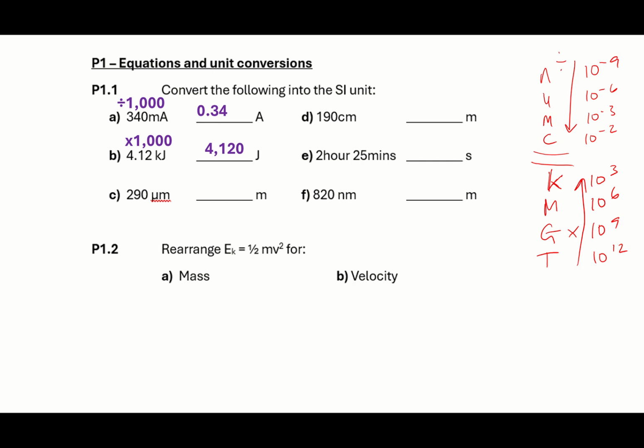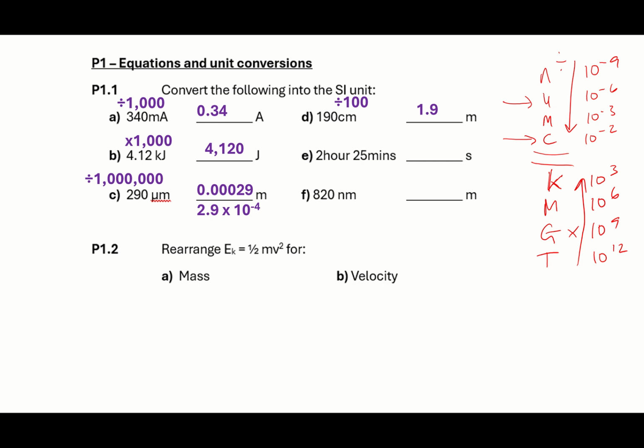All right, so micro we can see is there, 10 to the minus 6, so divide by 1,000,000 equals 2.9 times 10 to the minus 4. Centi, we can see that there, 10 to the minus 2, so divide by a 1 with 2 zeros. That's 100, 1.9. Now you can't do the time because that uses base 60.